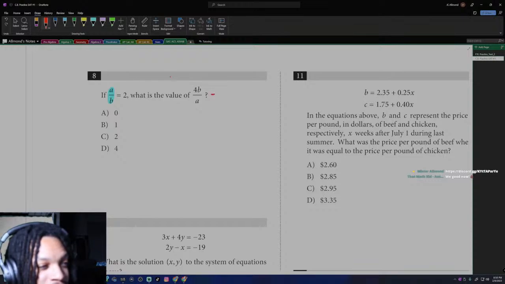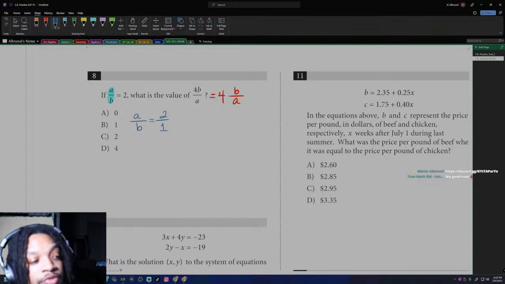So I'm going to rewrite that. Now, I can kind of just see it, honestly. But I can see this as 4 times B over A. Hopefully, y'all can agree that those are equivalent. So I don't know what B over A is, but I do know that A over B is 2 over 1. Let me write that off to the side real quick. They're telling us that A over B is equal to 2, yes, but I'm going to write it as 2 over 1 because hopefully now you can see that B over A would be 1 over 2.